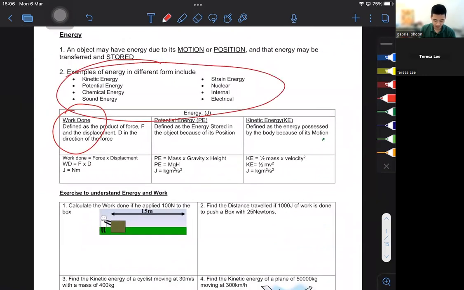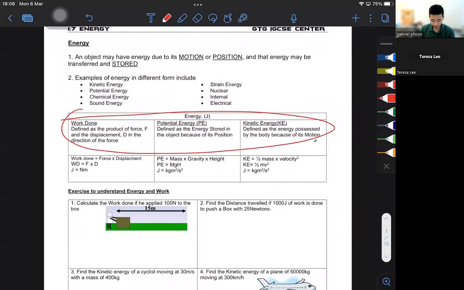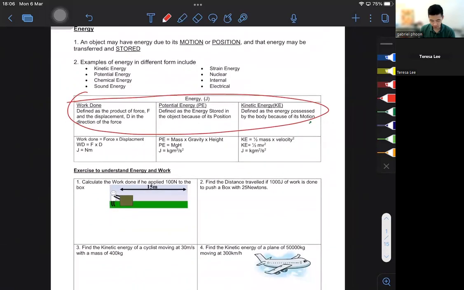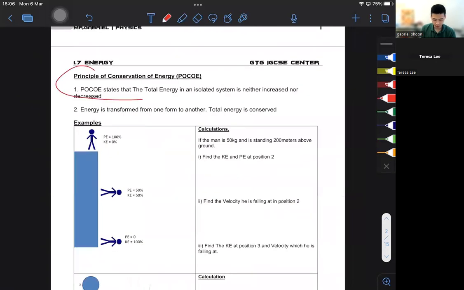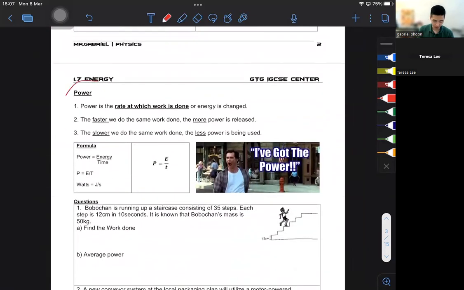There are many forms of energy, but you only need to do calculations for these three forms of energy. Once you have understood how to use these three energies, you're going to learn one principle today, which is very similar to the principle of conservation of momentum. In this scenario, it will be the principle of conservation of energy. Then we're going to learn about how power works. Power is energy over time. You definitely learned this before.